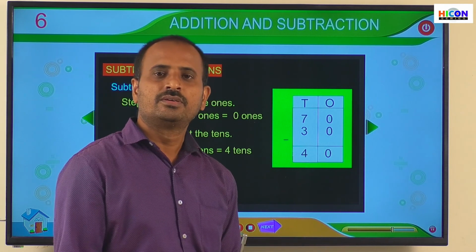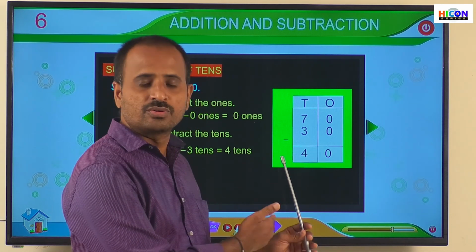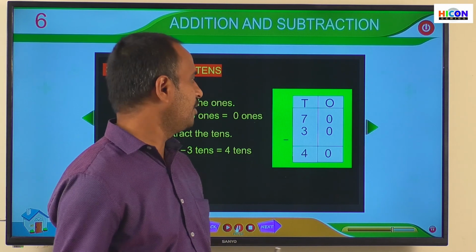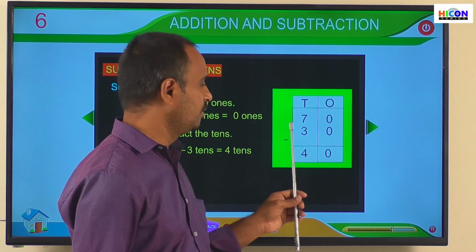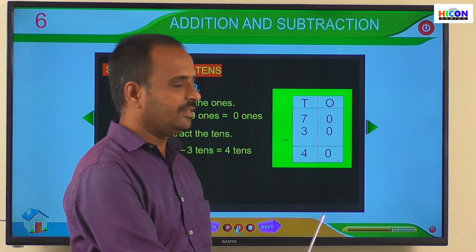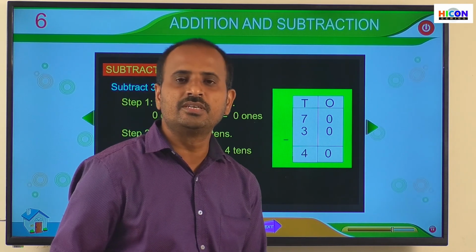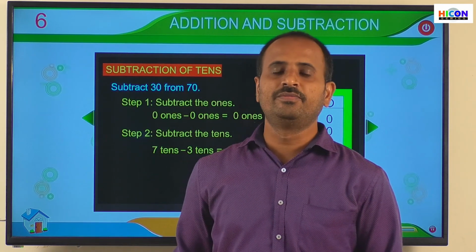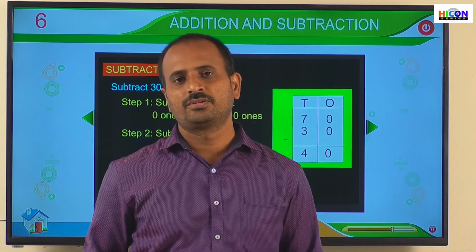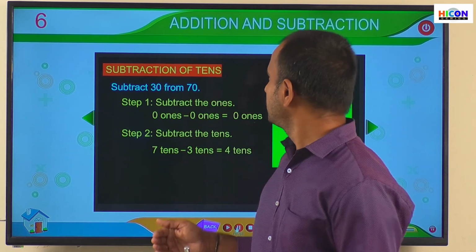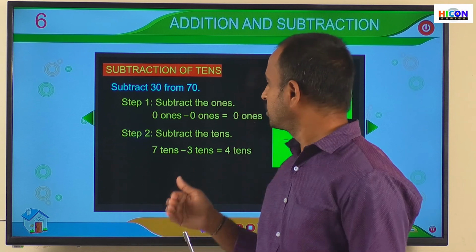Children, remember, in this way we have to subtract two numbers. First we have to write the two numbers one below the other as shown on the screen, and we have to subtract the digits on our fingers. Then we will get the answer. Now we will practice some subtractions in the next one.